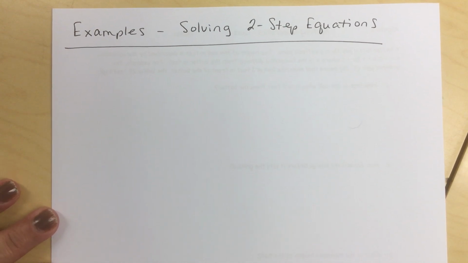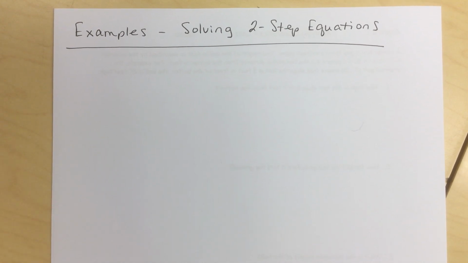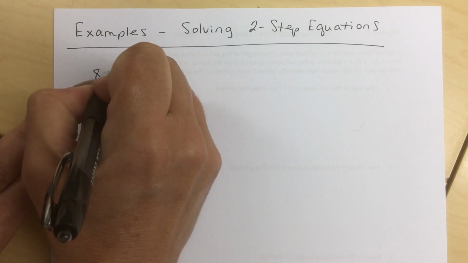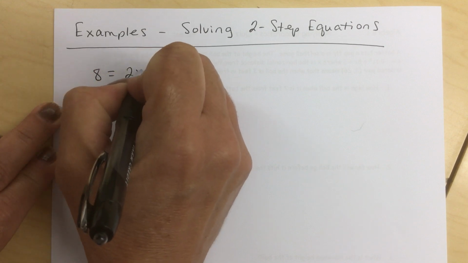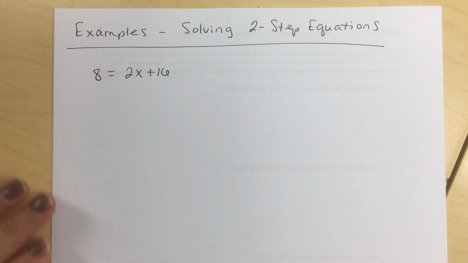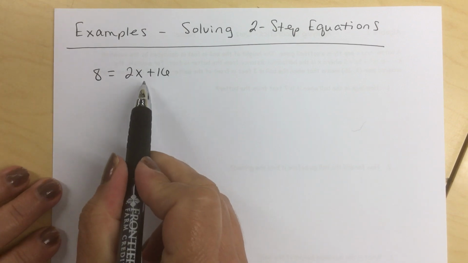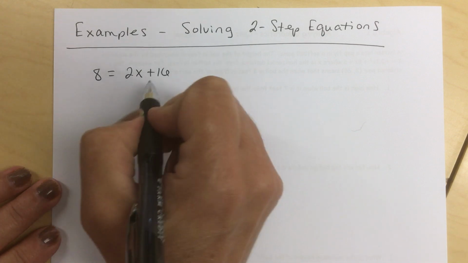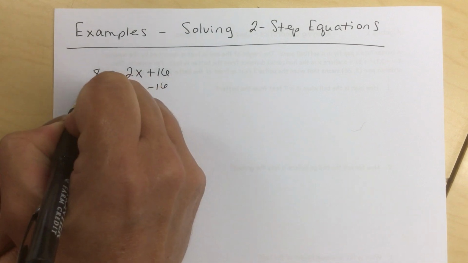Okay, in this video, I'm going to show you some examples of how to solve equations that involve two steps. So let's start out with 8 equals 2x plus 16. Okay, you want to get your letter alone. Everything here is positive, so we've got nice numbers. So if I have a plus 16, I'm going to subtract 16 from both sides.